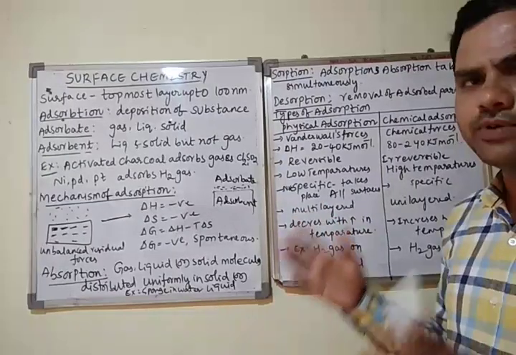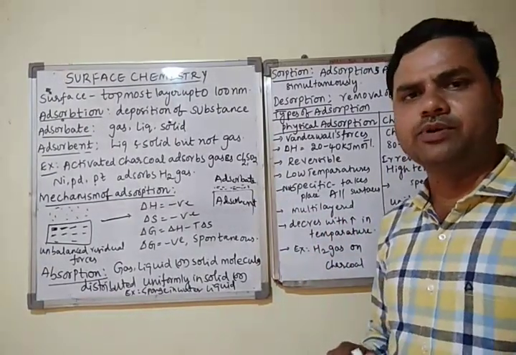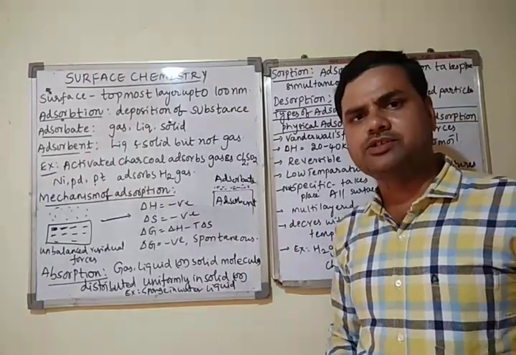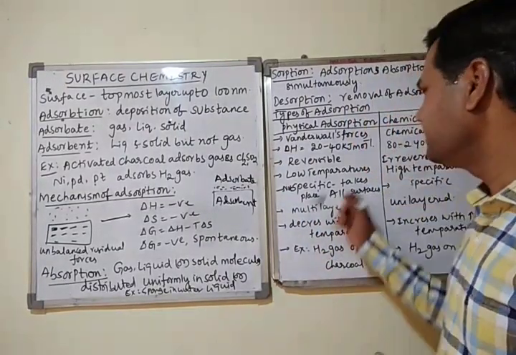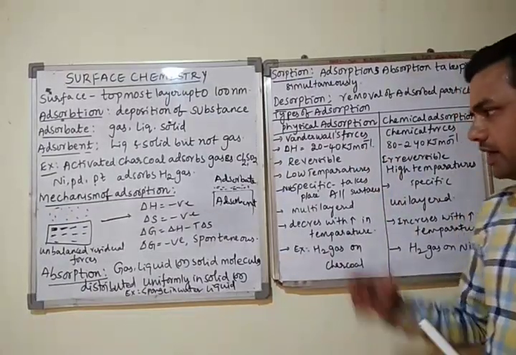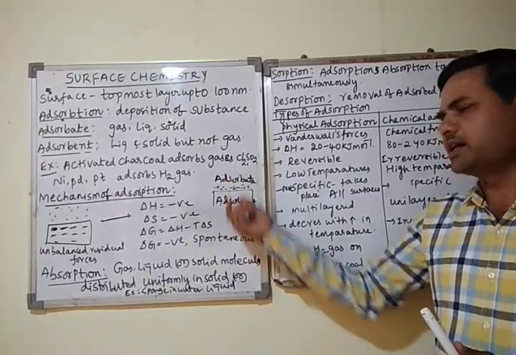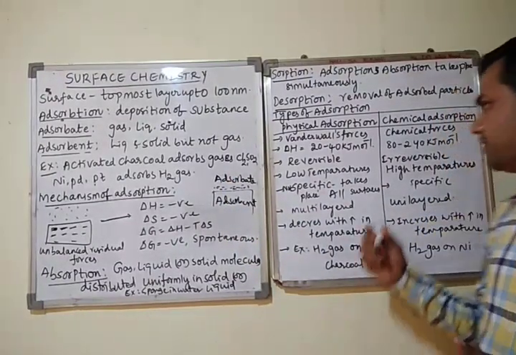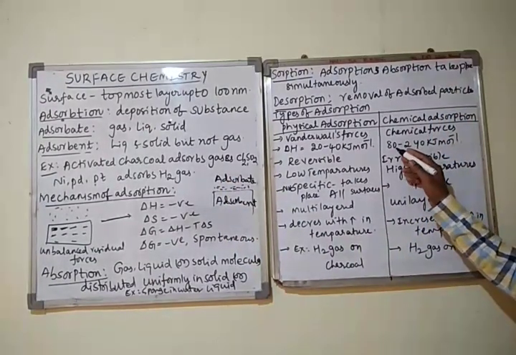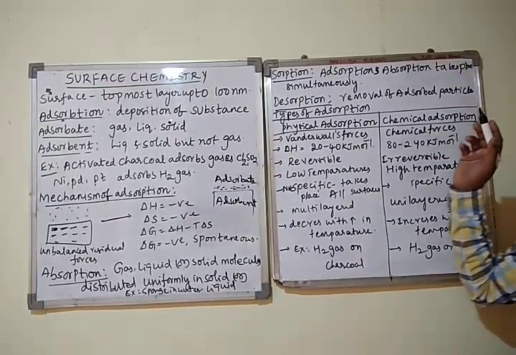Next, the delta H value, that is the enthalpy of adsorption. In physical adsorption, weak forces act between adsorbate and adsorbent, therefore the enthalpy of adsorption is very low, 20 to 40 kilojoule per mole. In chemical adsorption, strong chemical forces are acting, therefore the enthalpy of adsorption is high, 80 to 240 kilojoule per mole. This is the second difference.